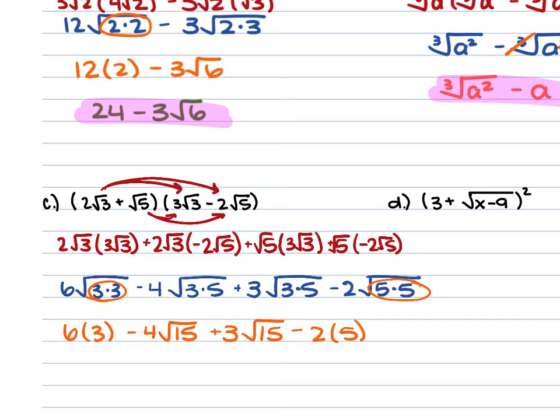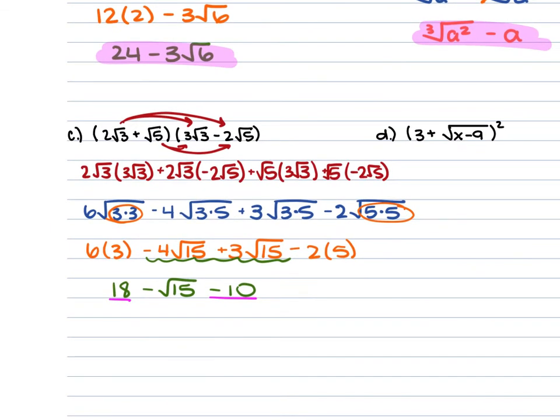So from here, you're going to multiply and combine like terms. Your like terms here are this negative 4 square root 15 and that 3 square root 15. So the 6 times 3 is 18 minus the square root of 15, because negative 4 plus 3 is negative 1. And then you have that negative 2 times 5, which is negative 10. Your 18 and your negative 10 are like terms, so we combine them and we get 8 minus the square root of 15.